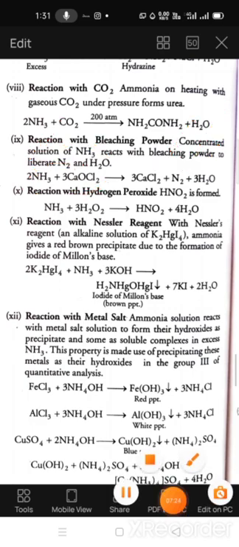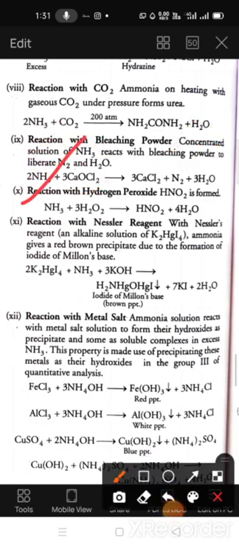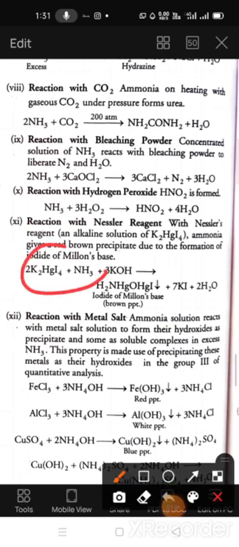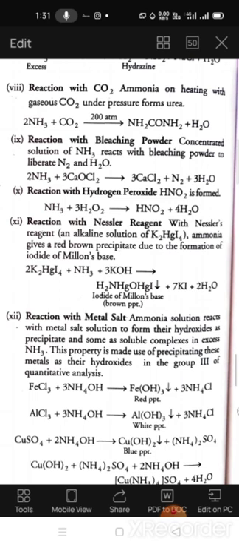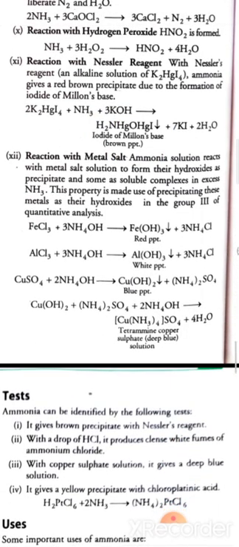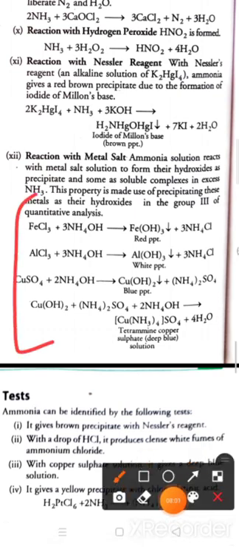Reaction with hydrogen peroxide. Reacting with hydrogen peroxide, it will form nitrous acid, that is HNO2. Nessler's reagent. When ammonia reacts with Nessler's reagent, K2HgI4 in the presence of KOH, it will form the iodide of Millon's base. This is formed in the form of a brown precipitate. Reaction with metal salts. These are the reactions with metal salts. You can see here that in every reaction a precipitation will form.